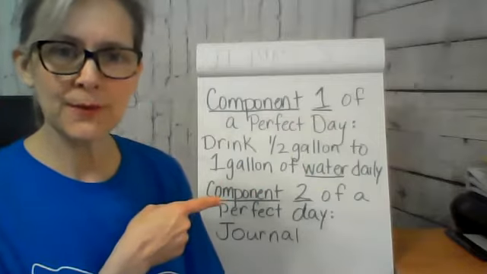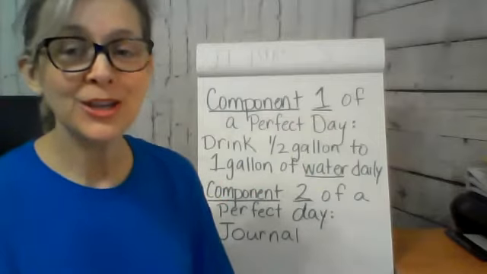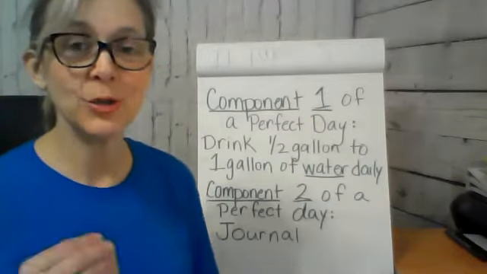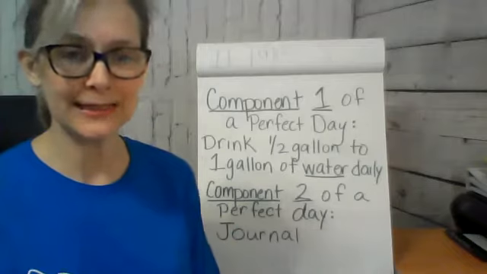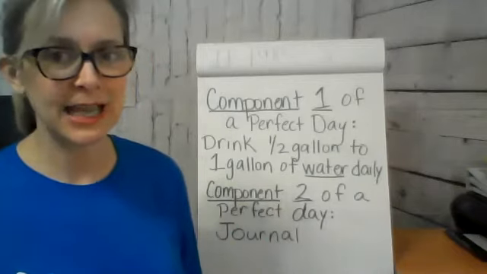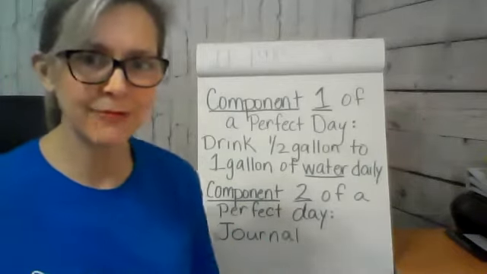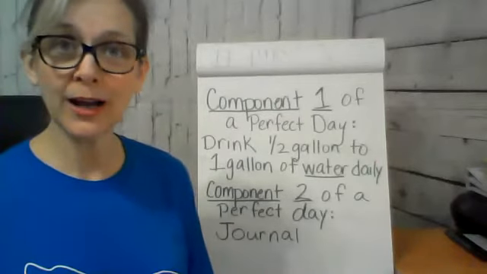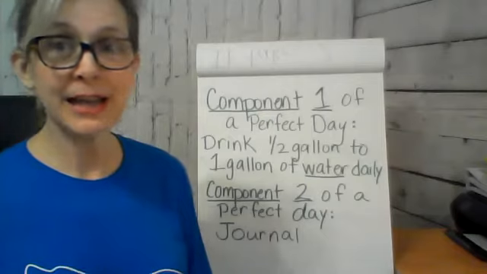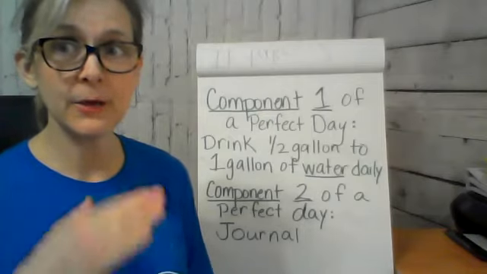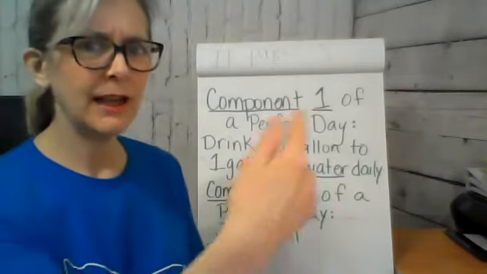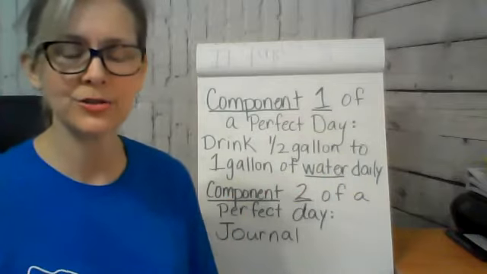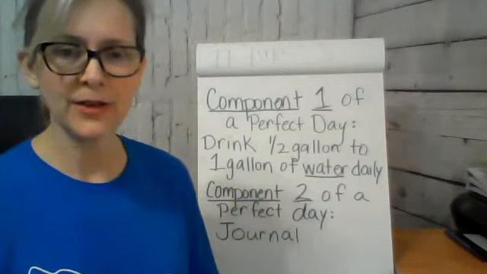Component number 2 of a perfect day is to journal. You've got to journal your food. The reason that you journal is because you will eat more mindfully rather than mindlessly. We eat more consciously rather than unconsciously. Journaling also helps you learn the program, and sometimes I've forgotten what I've eaten in a day, so I can look back and go, oh yeah, I've already had XYZ today, then no, I shouldn't have a snack or an extra, which I'll talk about in just a second.